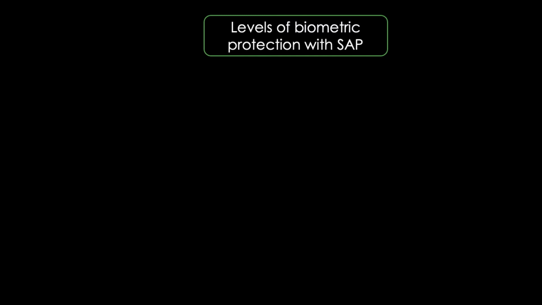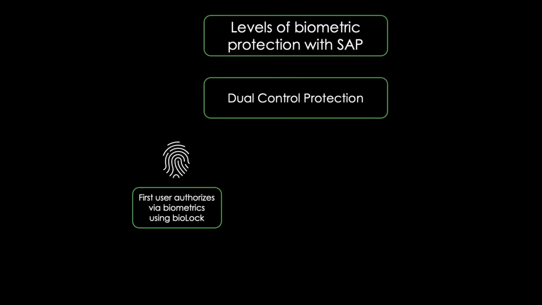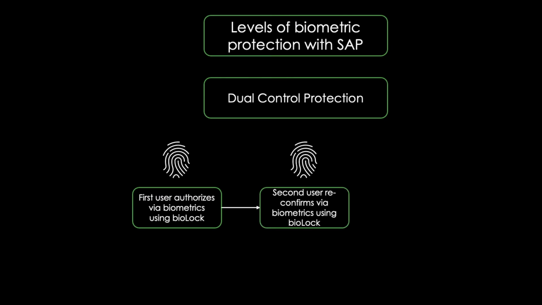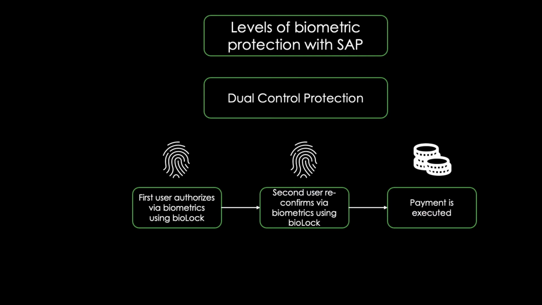Then there's also dual control protection. After the first user authorized via biometrics using bioLock, a second authorized user must reconfirm the request using the same method. And only then a function like a big payment is initialized.